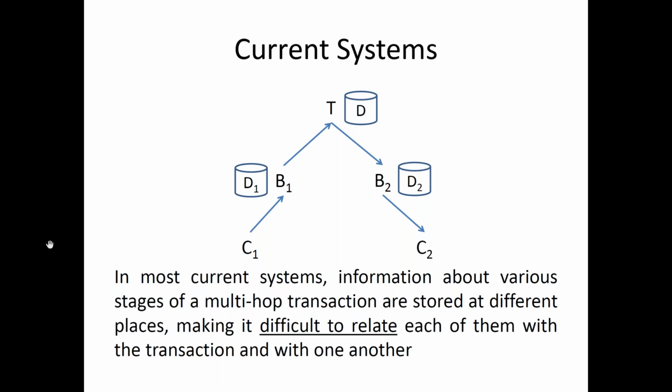To summarize, in most current systems, information about various stages of a multi-hop transaction are stored at different places, making it difficult to relate each of them with the transaction and also with one another. This is how we solve this problem in practice today, but these are the issues that exist in today's transactions. For example, a few years ago, if you were to convince me that you have actually transferred me some money through NEFT, you would have no way to convince me other than by giving the timestamp at which you had transferred and so on and so forth.